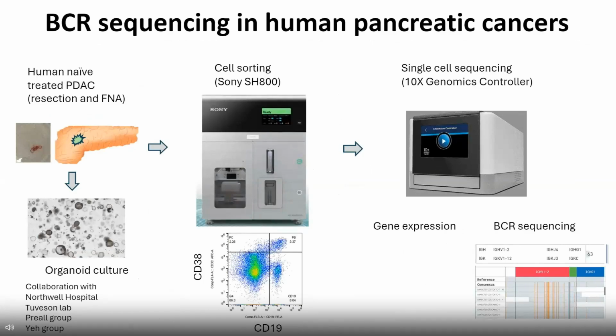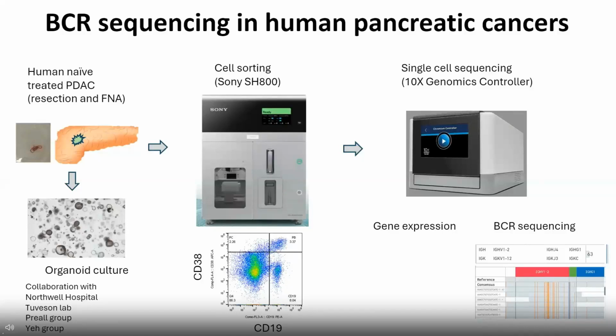With that pipeline validation, that gives us confidence to move on to studying human pancreatic samples. We started a collaboration with Northwell Hospital, where there is a biospecimen department, so we're able to obtain treatment-naive pancreatic cancer. The reason we especially request treatment-naive samples is that most pancreatic cancer can be neoadjuvant treated with chemotherapy, and we worry chemotherapy can kill some of the immune cells we are interested in.